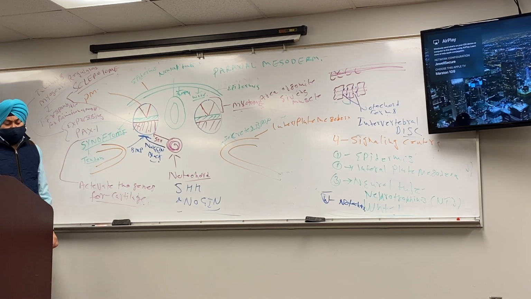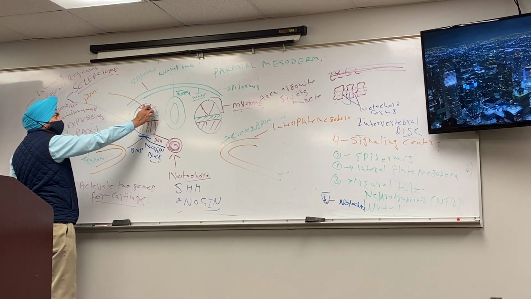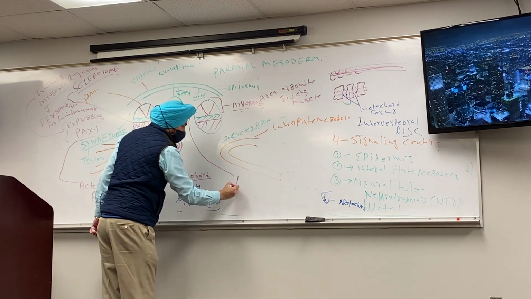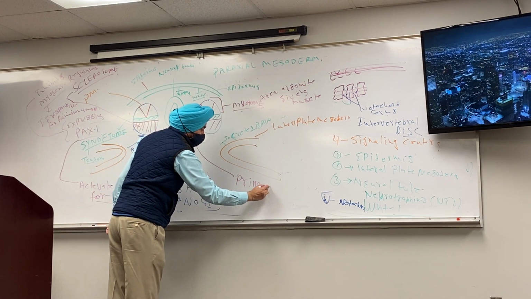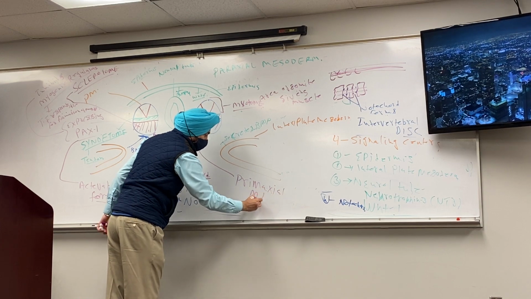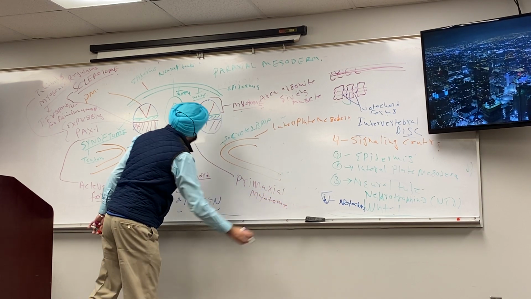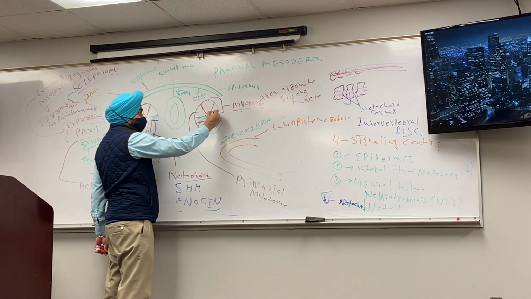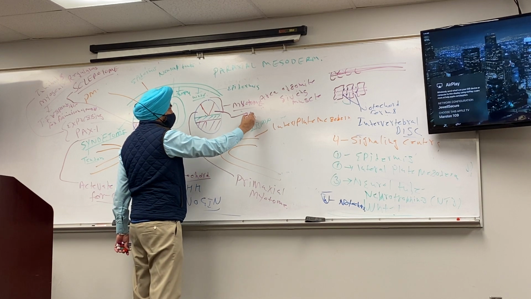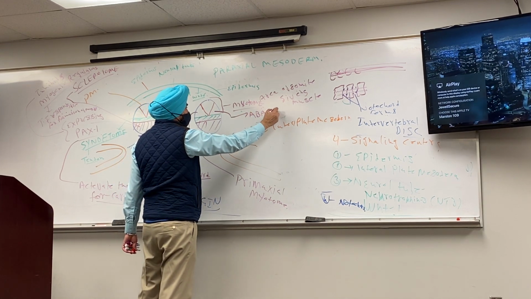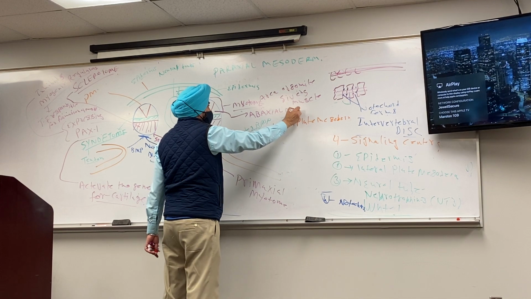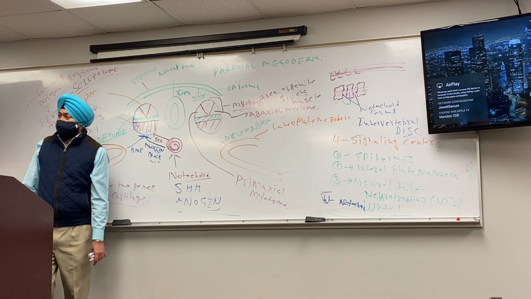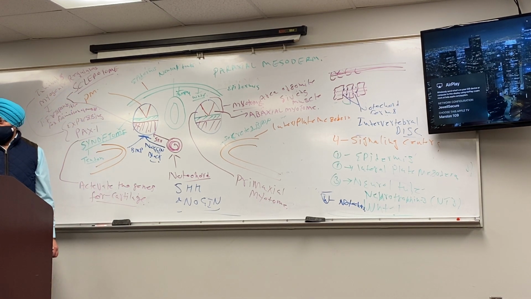But then in myotome also, the areas are different. Now this area which is close to the neural tube is called primaxial myotome. And this area which is away from the neural tube is called abaxial myotome. Okay? Making sense so far?